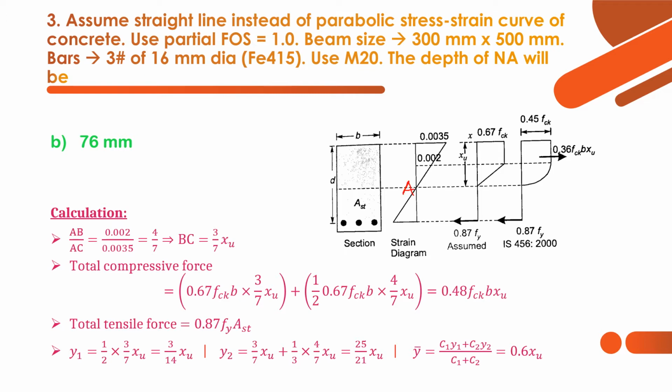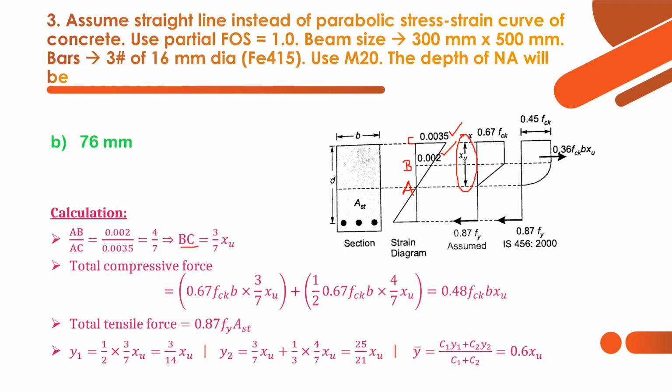Consider this point as A, this point as B, and this point as C. By using the similar triangle or the property of triangle concept, we can get AB by AC as 0.002 by 0.0035. Here we know the strain values. So AB by AC is equal to 0.002 by 0.0035, that means it is 4 by 7. Then what is BC? 3 by 7 xu. What is xu? The total depth, that is the neutral axis depth from the outermost compressive fiber.